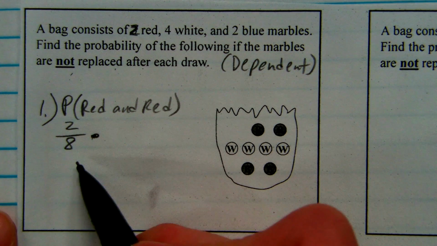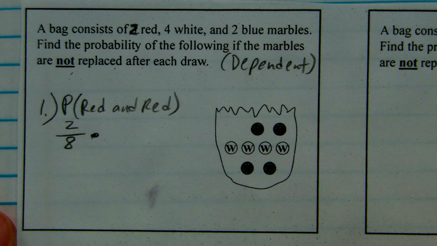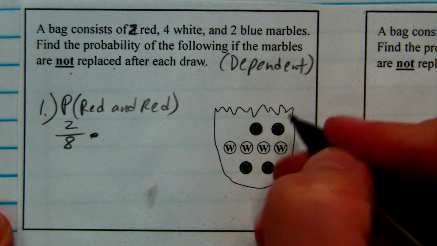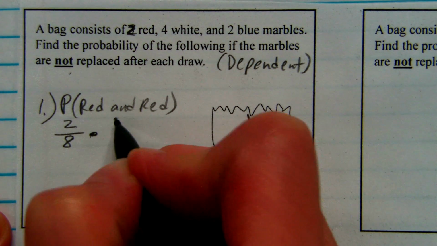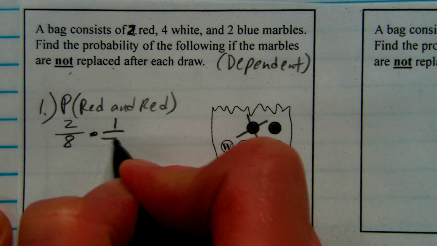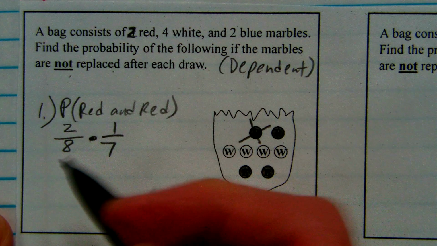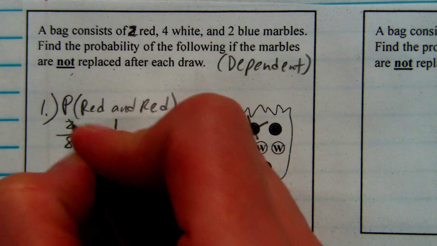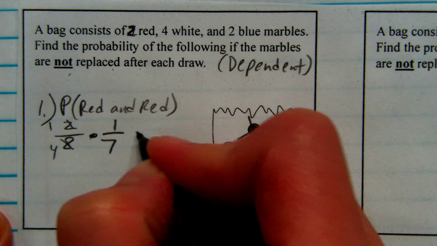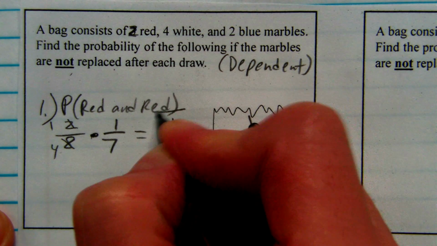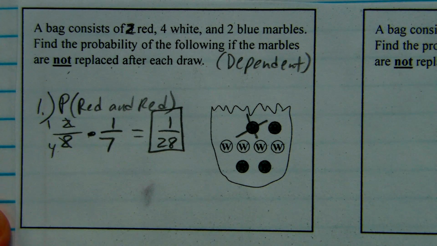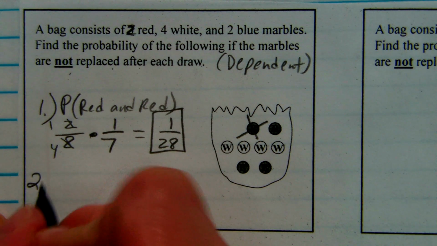And then if I don't replace it, that means I took this red away, then there would only be 1 red left and 7 marbles left. Does that make sense? And if you want, you can reduce the 2/8 off the bat and make that 1/4. So you have 1 times 1 is 1, and 4 times 7 is 28. Or you can multiply them and then reduce. Either way works. It doesn't matter.